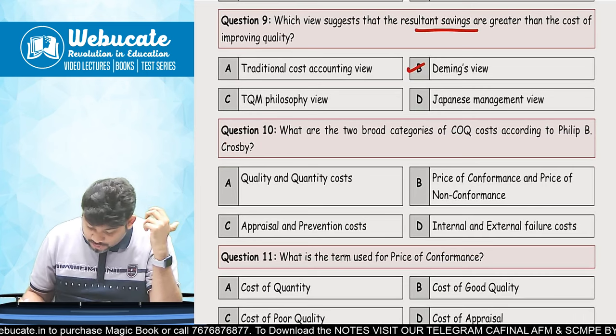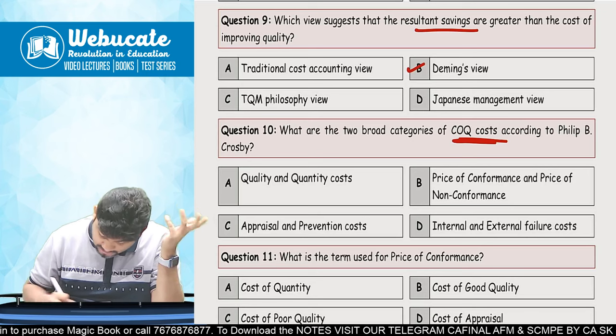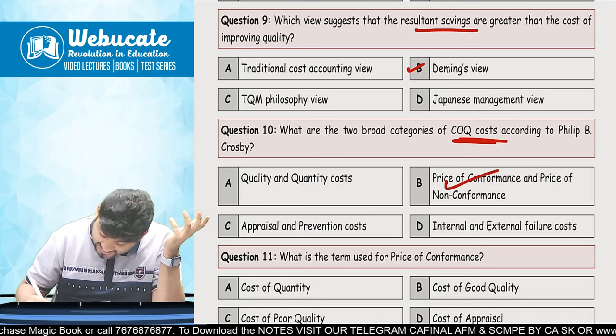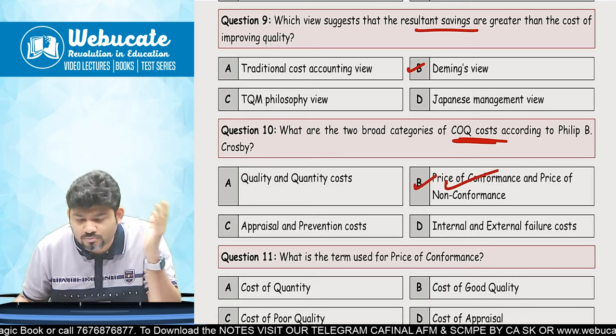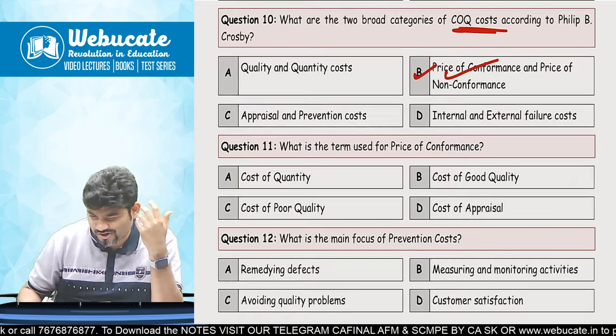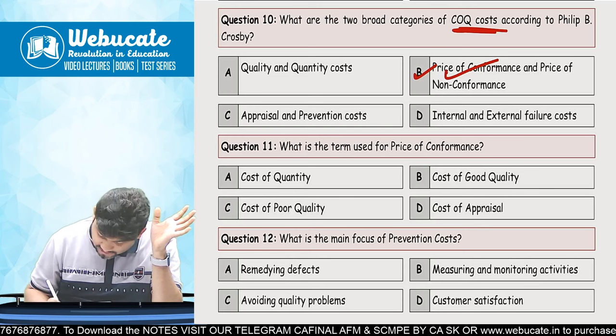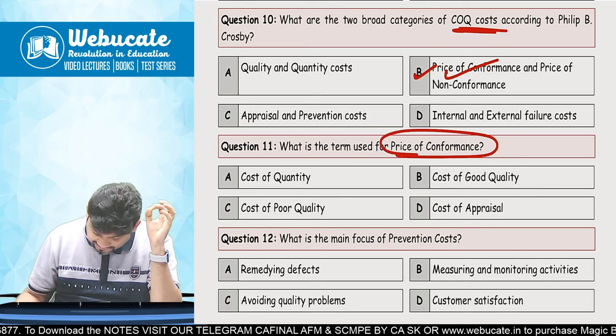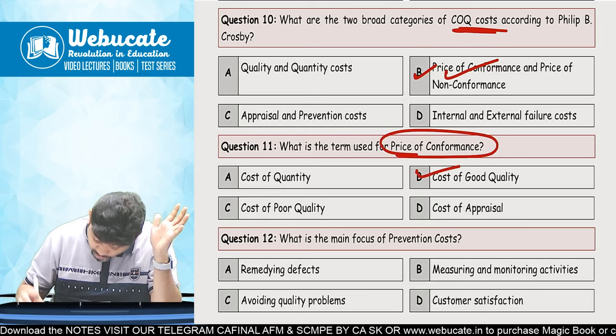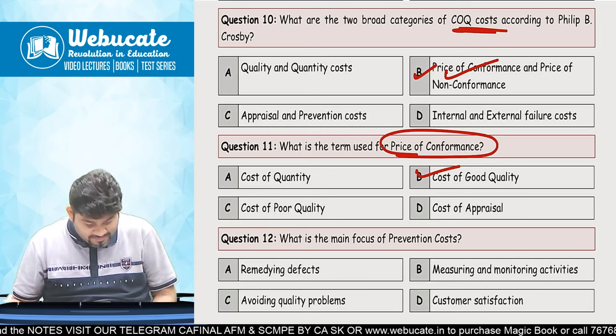Next, what are the two broad categories of COQ cost? Price of conformance and price of non-conformance. Almost all the answers we should know. We should not even look at the alternatives. What is the term used for price of conformance? Cost of good quality. 11B.